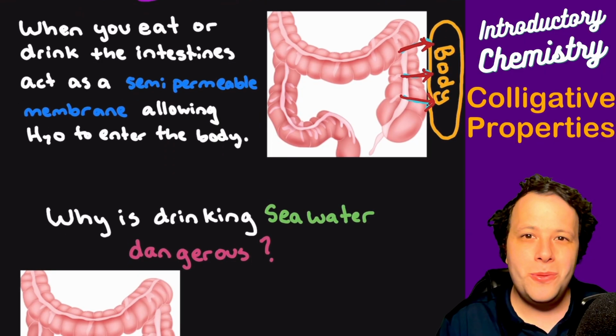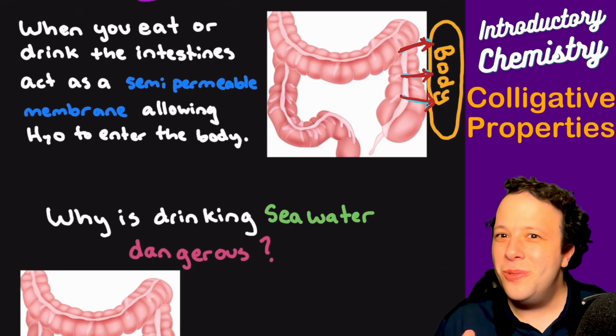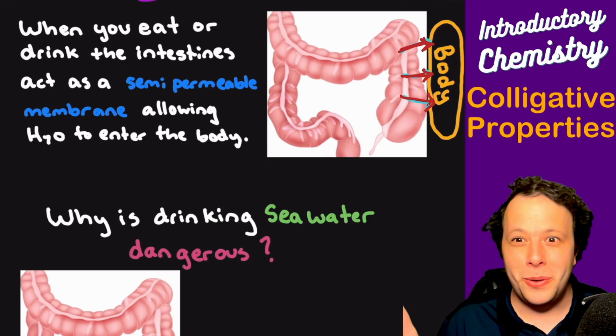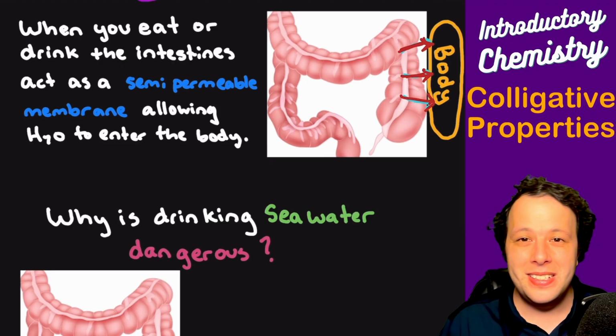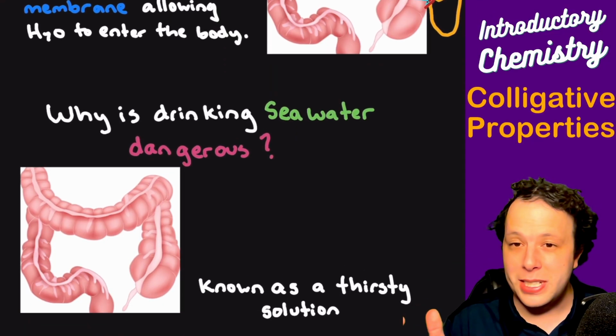But why do you always drink fresh water? Why can't we drink salt water when there's so much of it on our planet, right? 97% of the water is salt water. Wouldn't it be great if you could just drink it the way it is? Well, the reason you can't do it is because of osmosis.